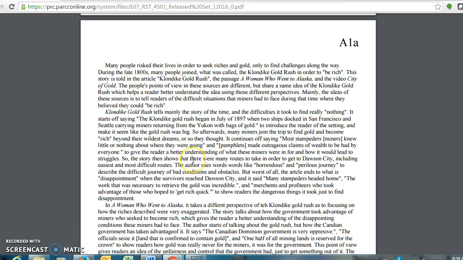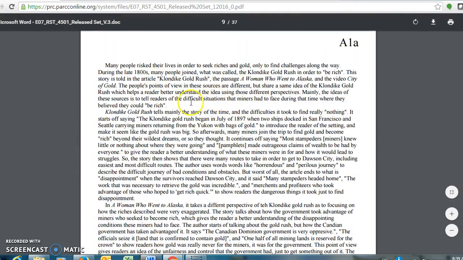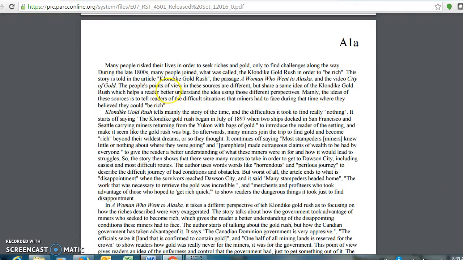So this is one of the best essays that a 7th grader wrote last year, and you can just see really the length and the quality of the writing in this essay. It really does show you that this writer was doing an excellent job. "Many people risk their lives in order to seek riches and gold, only to find challenges along the way." So the writer starts with a hook. You don't have to start with a hook to do well on this essay.